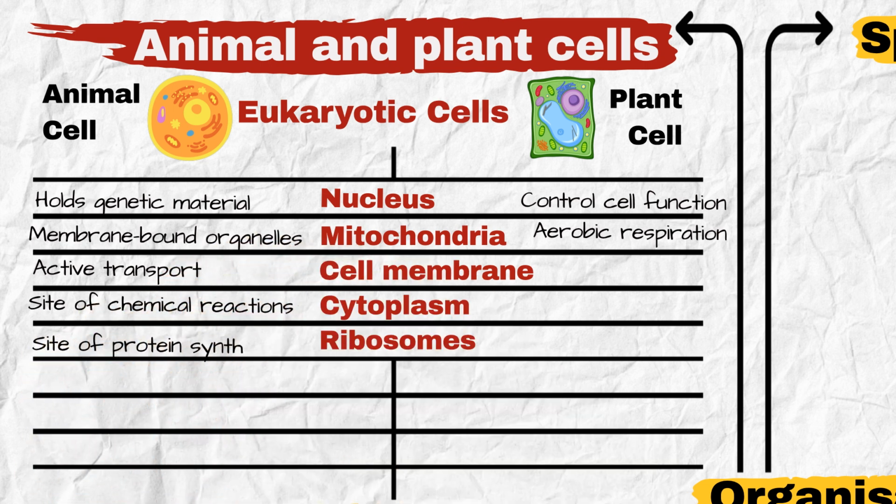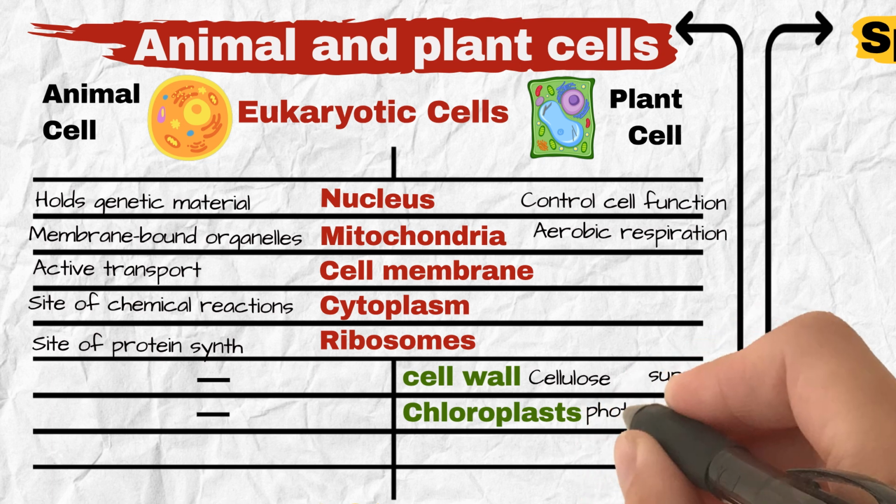Now let's talk about what's special in plant cells only, the key list you must know. A plant cell has a cell wall, made of cellulose, but an animal cell doesn't; it gives the cell rigid support. A plant cell has chloroplasts that contain chlorophyll, but an animal cell doesn't; it absorbs light for photosynthesis.